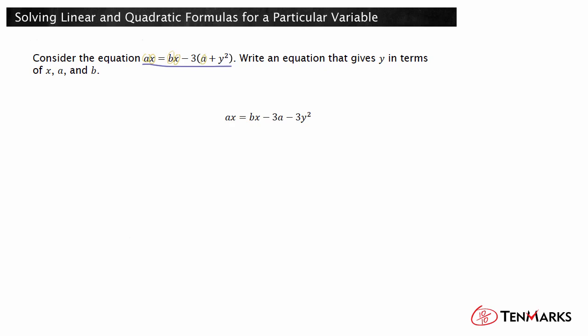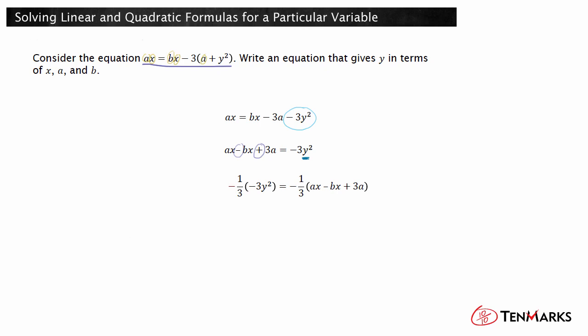Multiply each term inside the parentheses by -3 in order to get this expression. Now you can see that the y term is -3y squared. Add and subtract to move the terms bx and -3a to the other side of the equation to isolate the y term. Remember to reverse the signs when moving a term to the other side of the equation. Continue to use inverse operations to isolate y. Multiply both sides by -1/3.